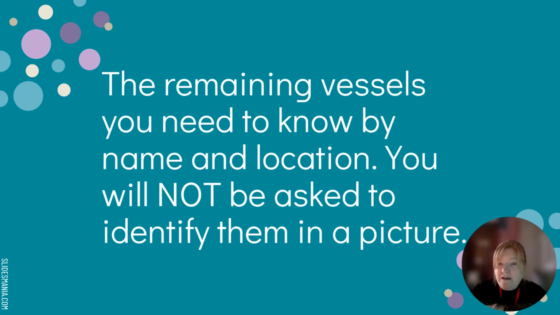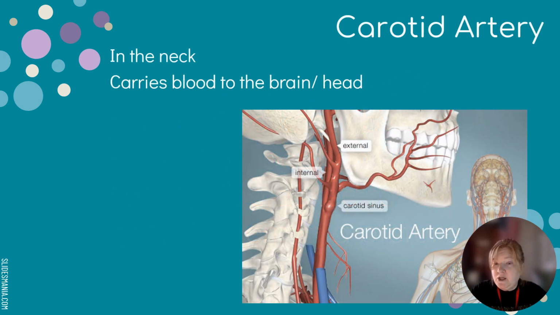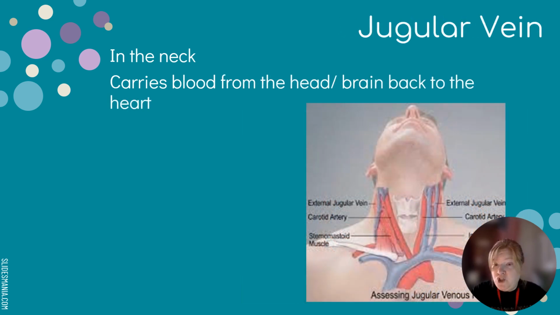And the remaining vessels you need to know by name and location only, meaning I'm not going to give you a picture and say, what is this vessel? Well, you may have to be able to identify the vessel when I give you a description of it, okay? So that's the carotid artery, that's in your neck, so it carries blood up to your brain and your head. And then we have the jugular vein. It's also in the neck, but it's carrying blood back to the heart.